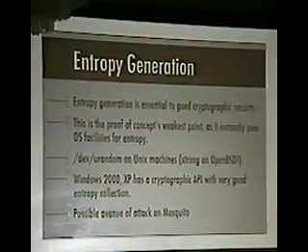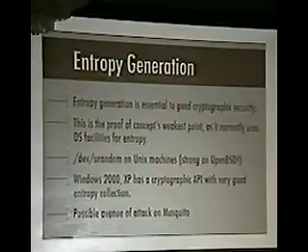Now, along with the good, we would be remiss as security researchers if we didn't talk about the bad things about our proof of concept, and that is entropy generation. It is essential to good cryptographic security. The problem is it uses OS facilities for entropy. The pseudo-random number generators in many operating systems are not very good at all. But on Unix machines, we use /dev/urandom. How good it is depends on the Unix derivative.